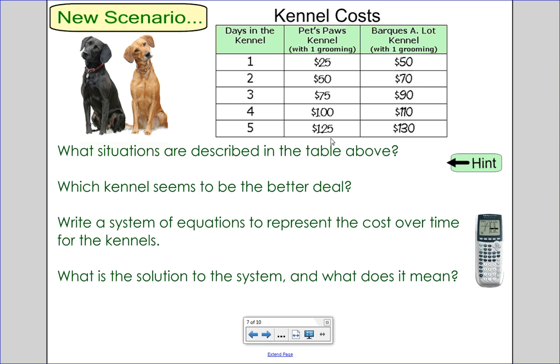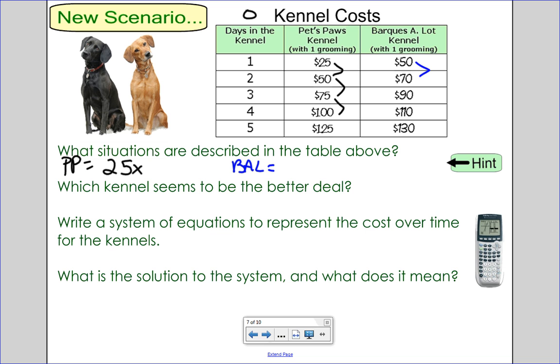Okay, so let's think about this. First off, Pet Paws. I'm going to figure out what my rate of change is. What is it increasing by each day? It's increasing by 25. So I know my rate of change is 25x. X is the number of days. But what's my starting fee? If I go back here to 0 and go back 25, what's my cost for 0 days? 0. Okay, so really I'm just going to write Pet Paws is 25x. Now, Barks a Lot.